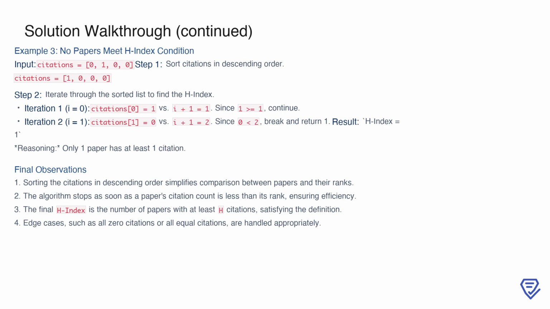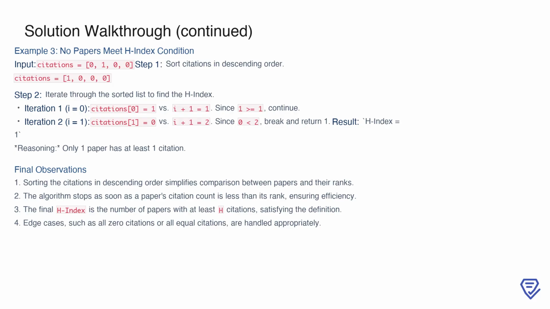However, in the second iteration, the citation count drops to 0, while the rank becomes 2. Since 0 is less than 2, we stop and return the H-index as 1. This result indicates that only one paper has at least one citation.